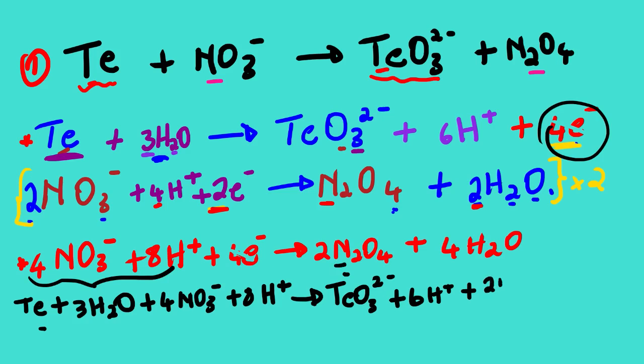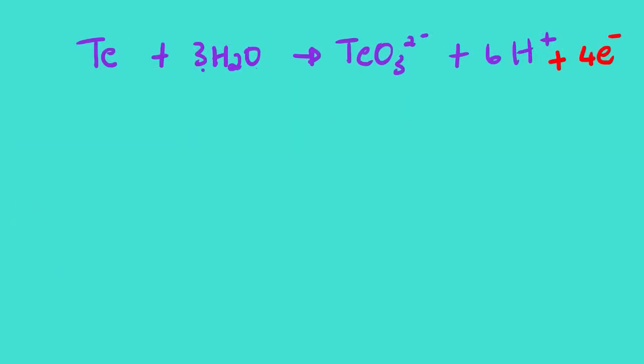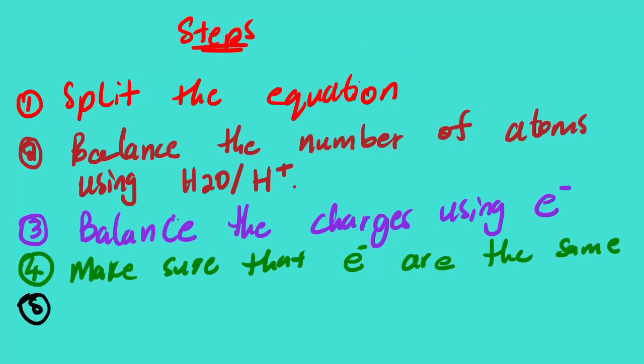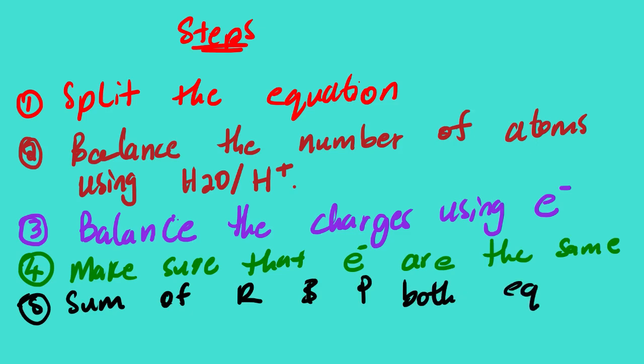So we have this, which is 2N2O4 plus 4H2O. Just to double check, everything is correct now. Going back to our notes, we are at step number 5. We take the sum of reactants and products for both of our equations. That's what we just did.